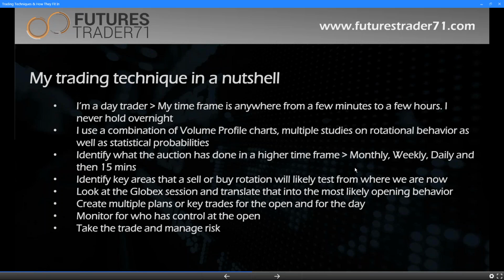Once I figure out who's in control, or have a decent idea of who's in control, then I look for areas to trade while identifying what the risk parameters are, put on the trade, and let it do its job. That's essentially my approach to the market.